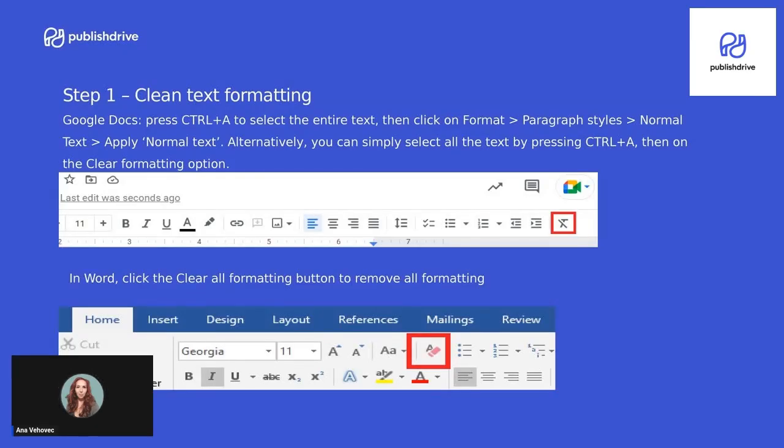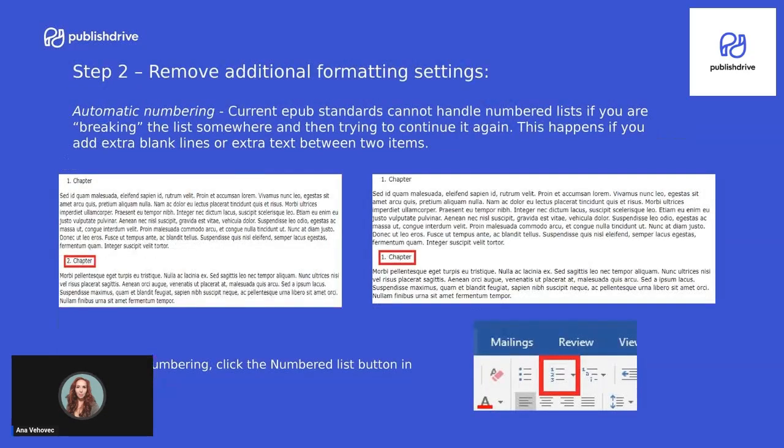So that's the first thing that you want to do, which brings us to step 2, which includes removing additional formatting settings. And there are going to be a lot, and a lot of them are just nuances that you're going to forget about and that are going to be frustrating. And I know that firsthand. So what do we need to remove?